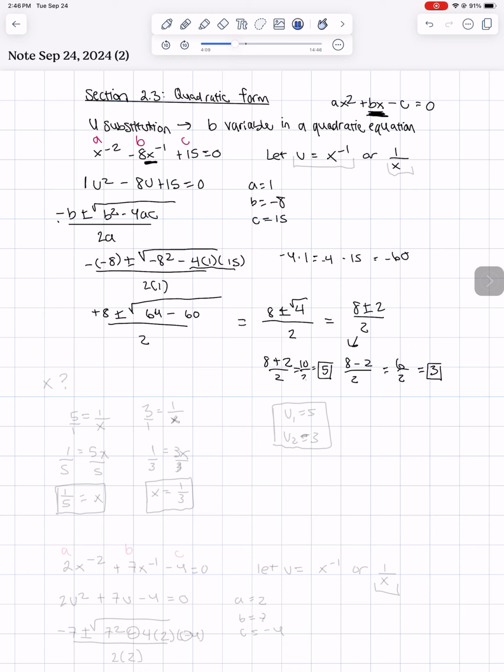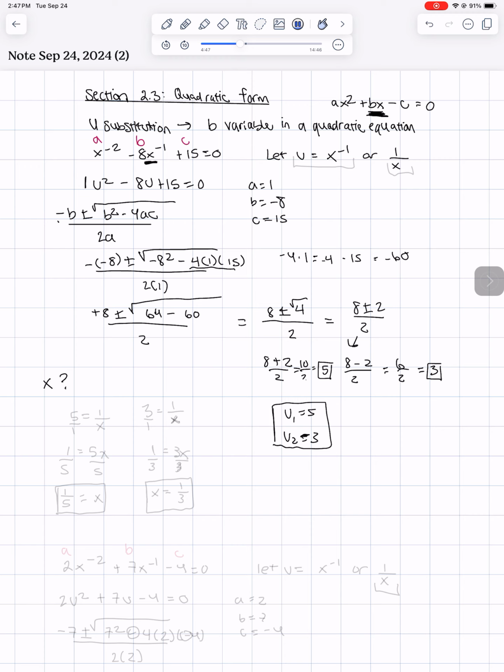But are we done? No, because we substituted for the u, we have to find what the x is. So technically, I can't write this as x, right? Because that's my u value. So we found where our u is using u substitution, so I cannot write it that way. We can't leave it like that. So we have to write it as u1 is 5 and u2 is 3. So that's why. Now we have to find our x values. So that can't be my solution.